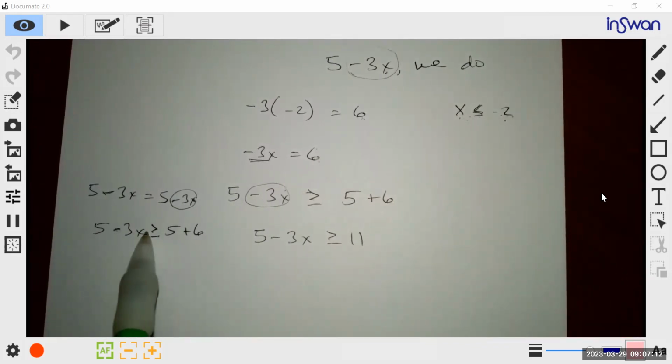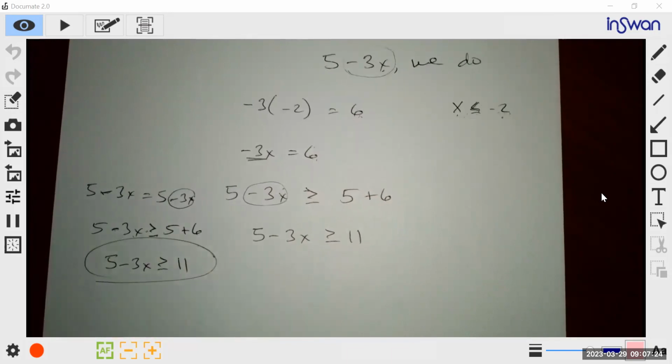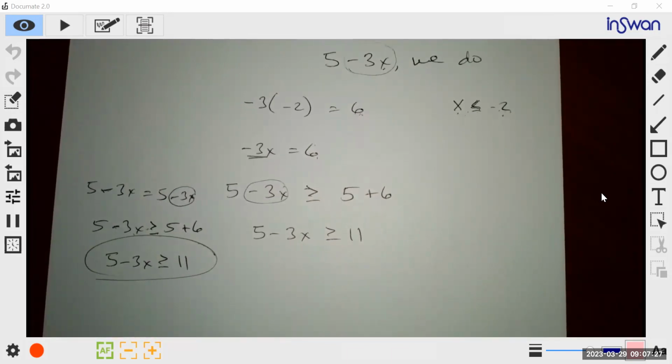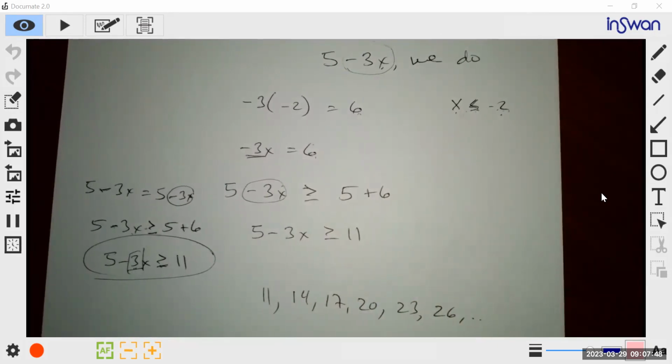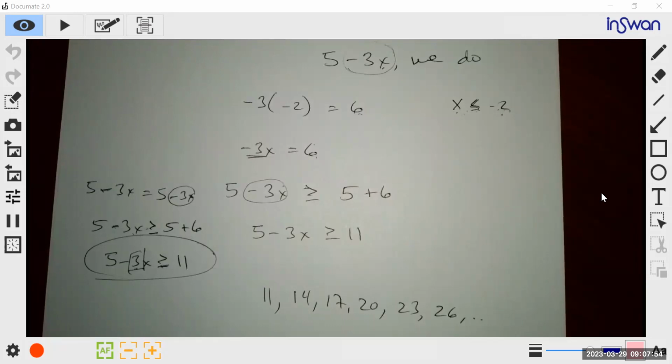So -3 times -3 is positive 9, so it's going to be bigger. So we're looking at 5 minus 3x is greater than 11. There's our inequality. And so that's the smallest it can be, equal to 11. Then it could be, since this is the slope, it could be 14, 17, 20, 23, 26, and so on and so forth. Ta-da!